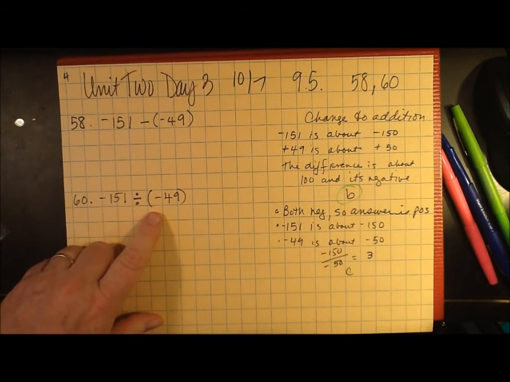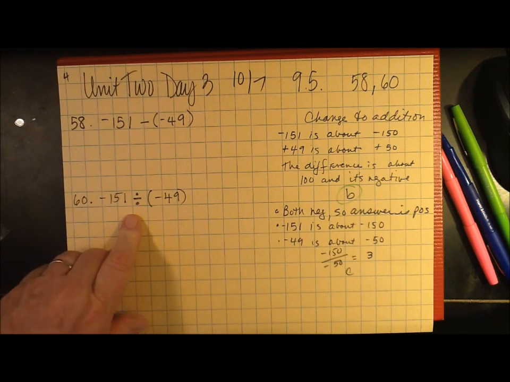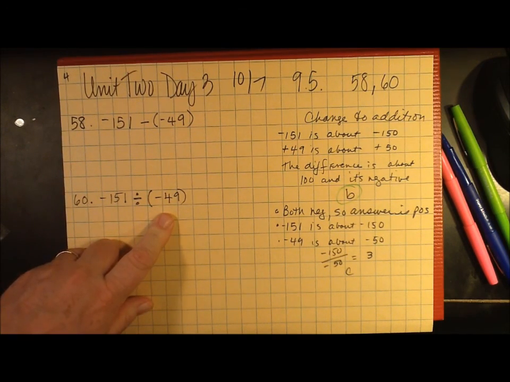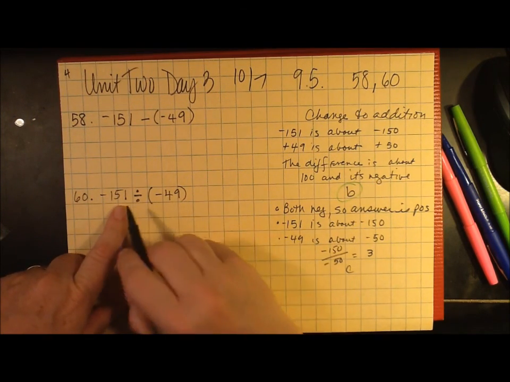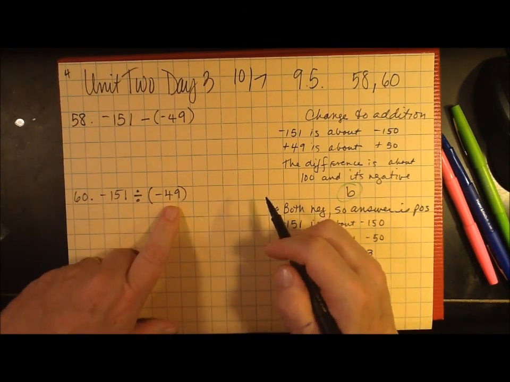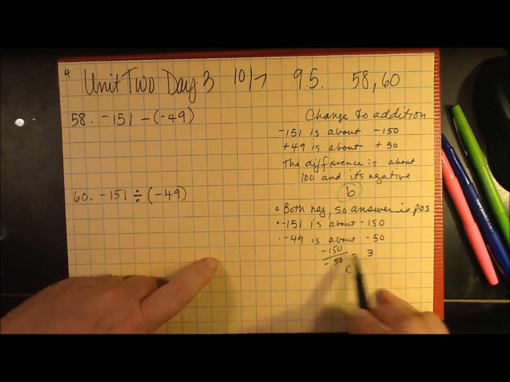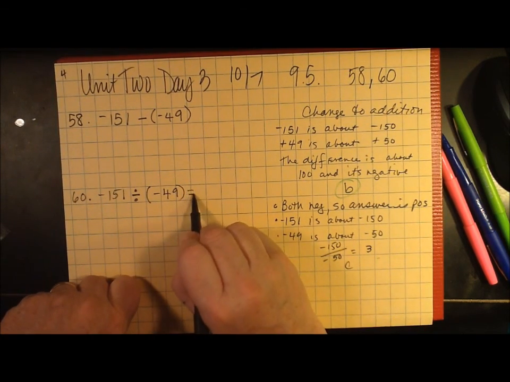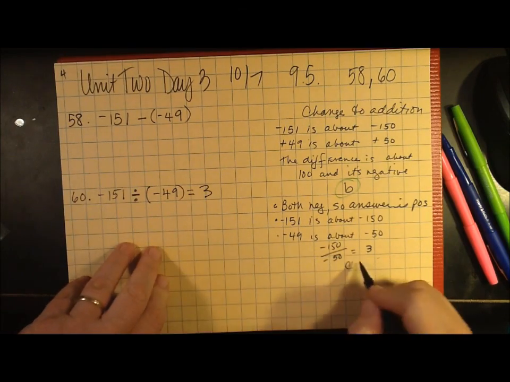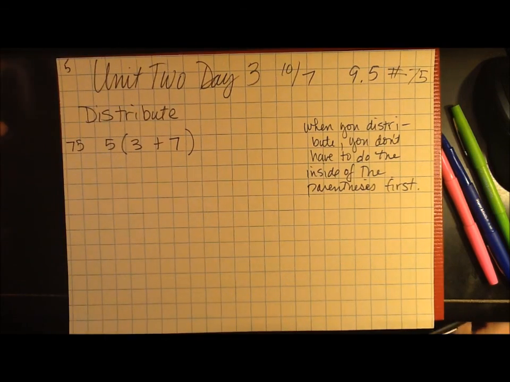Number 60 is also an estimation problem, negative 151 divided by negative 49, a negative and a negative, same signs, means positive. That's almost 150, that's almost 50, so 150 divided by 50 would be 3, and again, because they're both negatives, my answer is 3. Which is letter C.